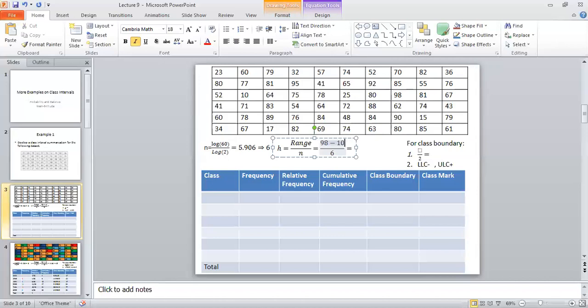Let's try to find the difference between the two. 98 minus 10, and then divide it by 6. We get 14.66. Now be careful while we are interpreting it, because in the next videos we are going to have examples with data set types that are not just integers but rather real numbers. So be careful when we are working with the height and the width of the class.